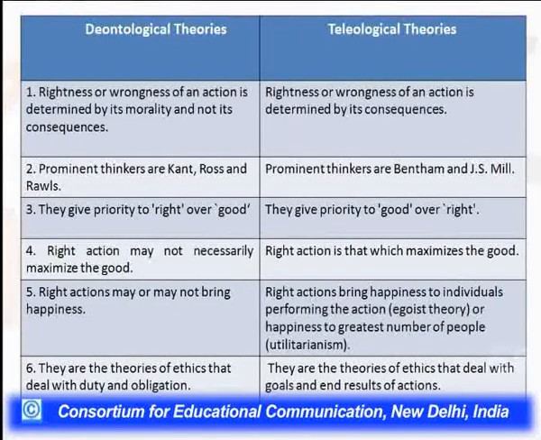Right actions may or may not bring happiness to a large number of people. The right actions bring happiness to the individual performing the actions, that is the egoist theory. Happiness to the greatest number of people, that is utilitarianism. When you talk about the deontological theories, they are the theories of ethics that deal with duty and obligation, whereas the teleological theories are the theories of ethics which deal with the goals and end results of the action.